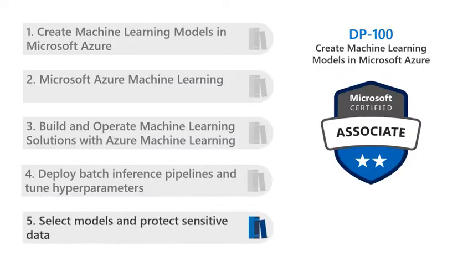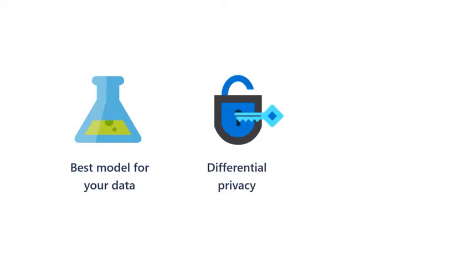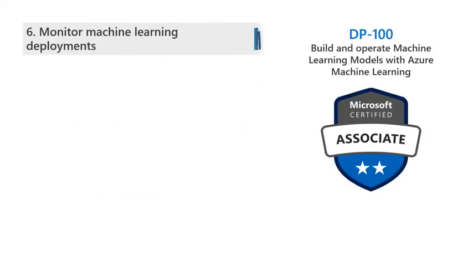Up next, you will learn how to select models and protect sensitive data. In this module, you will learn how to use automated machine learning in Azure Machine Learning to find the best model for your data. You will learn how differential privacy is a leading-edge approach that enables useful analysis while protecting individually identifiable data values. You will also learn about the factors that influence the predictions models make. Finally, you will learn how to monitor machine learning deployments.